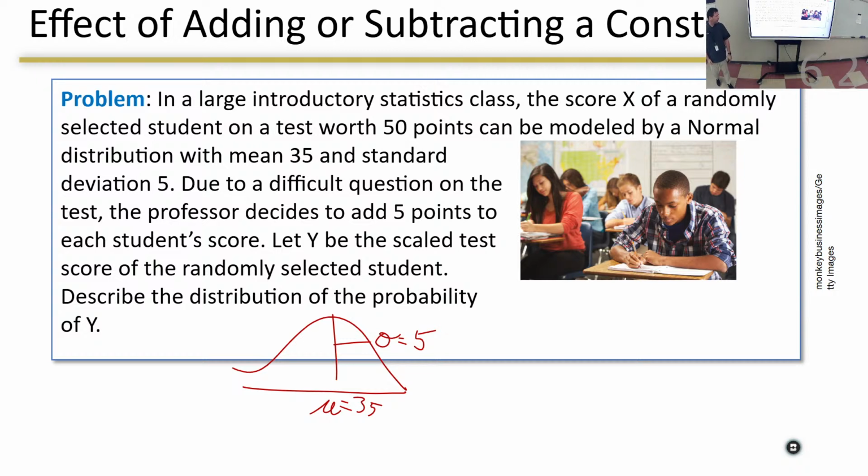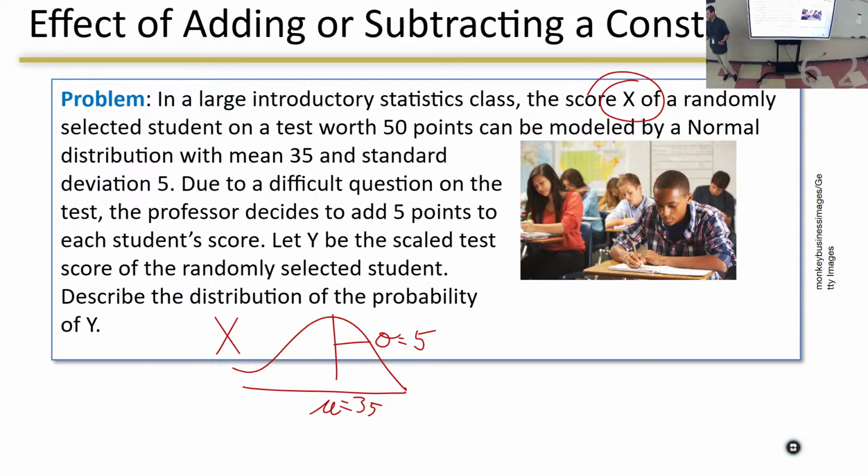Due to a difficult question on the test, the professor decides to add 5 points to every student's test score. Let Y be the scaled test score. So recognize this. This is the distribution of X. X is a normal distribution with a standard deviation of 5 and a mean of 35. Describe the distribution of Y.